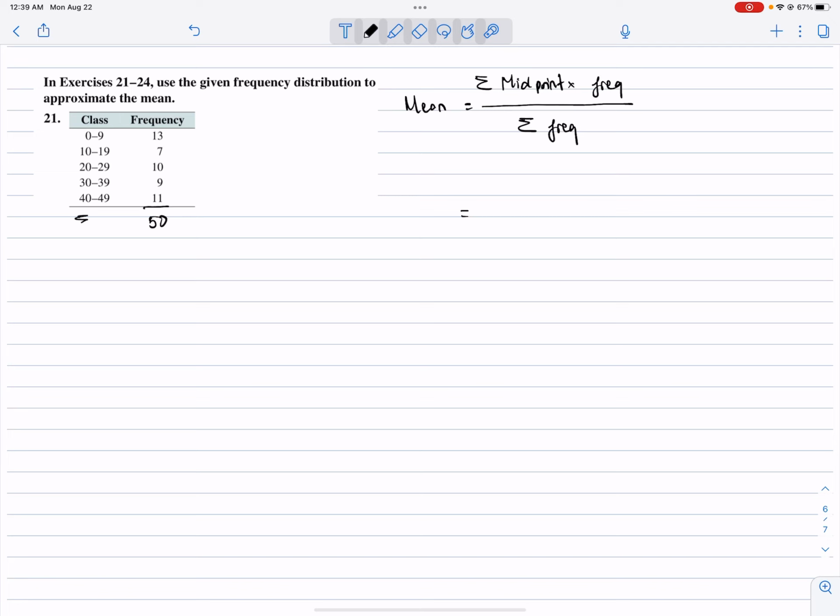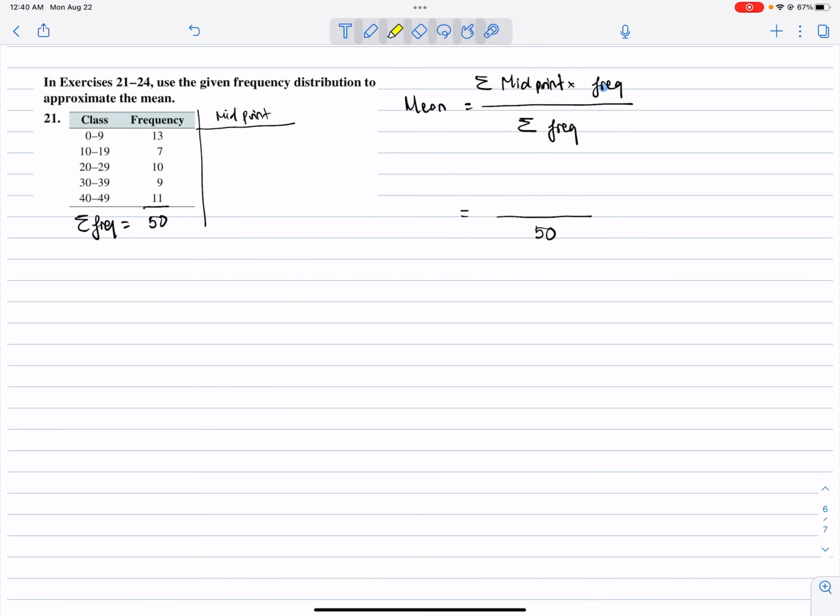This is the sum of the frequency. So the bottom number is 50. On the top, we need to have frequency multiplied by the midpoint. We need to have midpoint, and we don't have midpoint yet. So we need to create a table for the midpoint. So one more column for the midpoint.